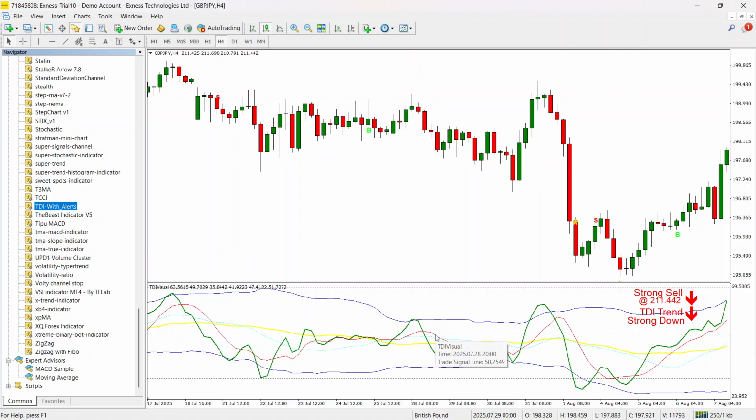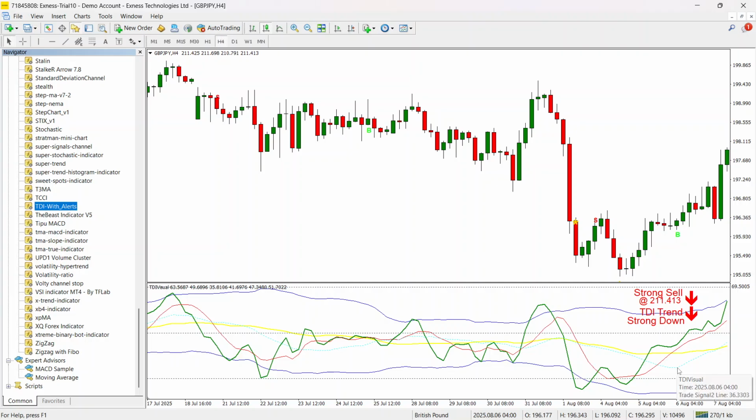Meanwhile, bullish signals occur when the TDI line crosses above the signal line. This red line is the signal line. This is our baseline. The red line is our signal line. The blue line is our Bollinger Band. The green line is our RSI. And the yellow line is the market baseline. Now let's proceed.